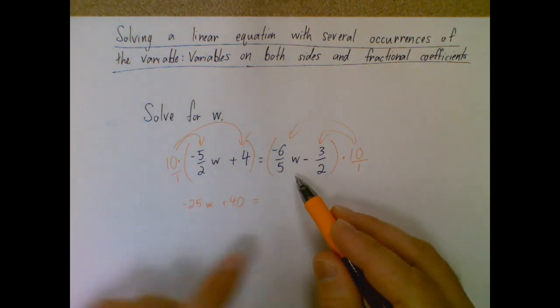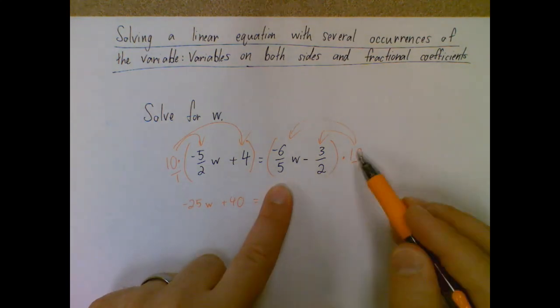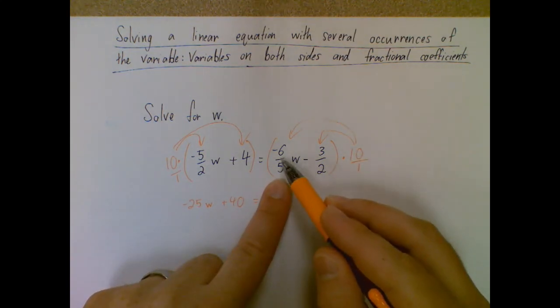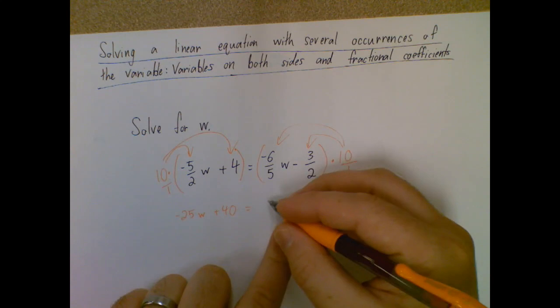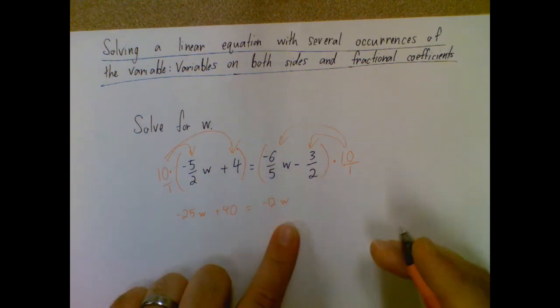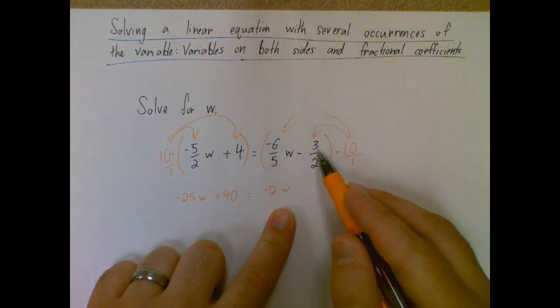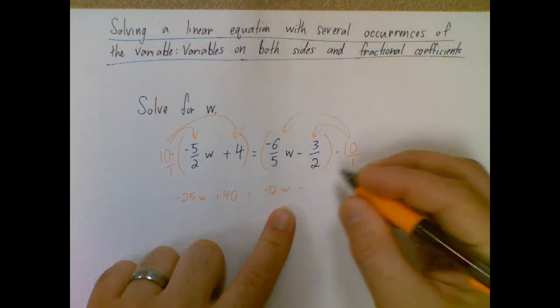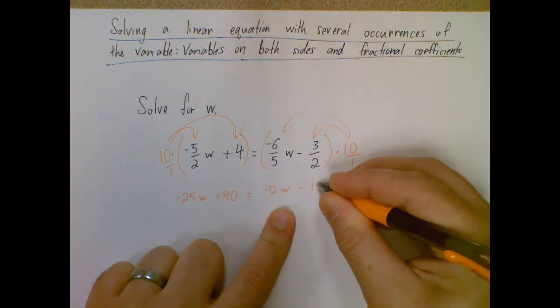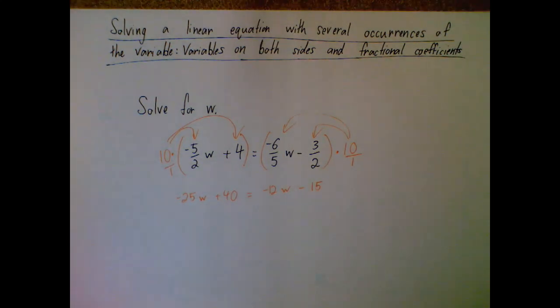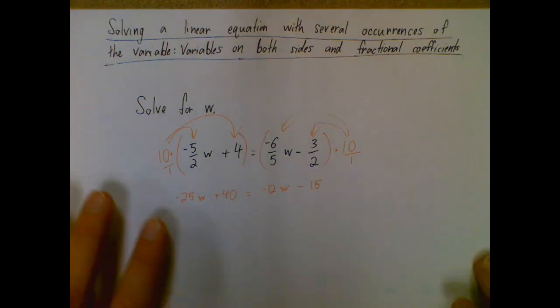And then over here, these are both fractions, so I'll cancel them both. So 10 over 5 is 2. Negative 6 times 2 is negative 12w. And then here, 10 over 2 is 5. So 3 times 5 is 15. Now, I have variables on both sides still, but I have no fractions. So I'm just kind of easing it down to simpler and simpler terms here.